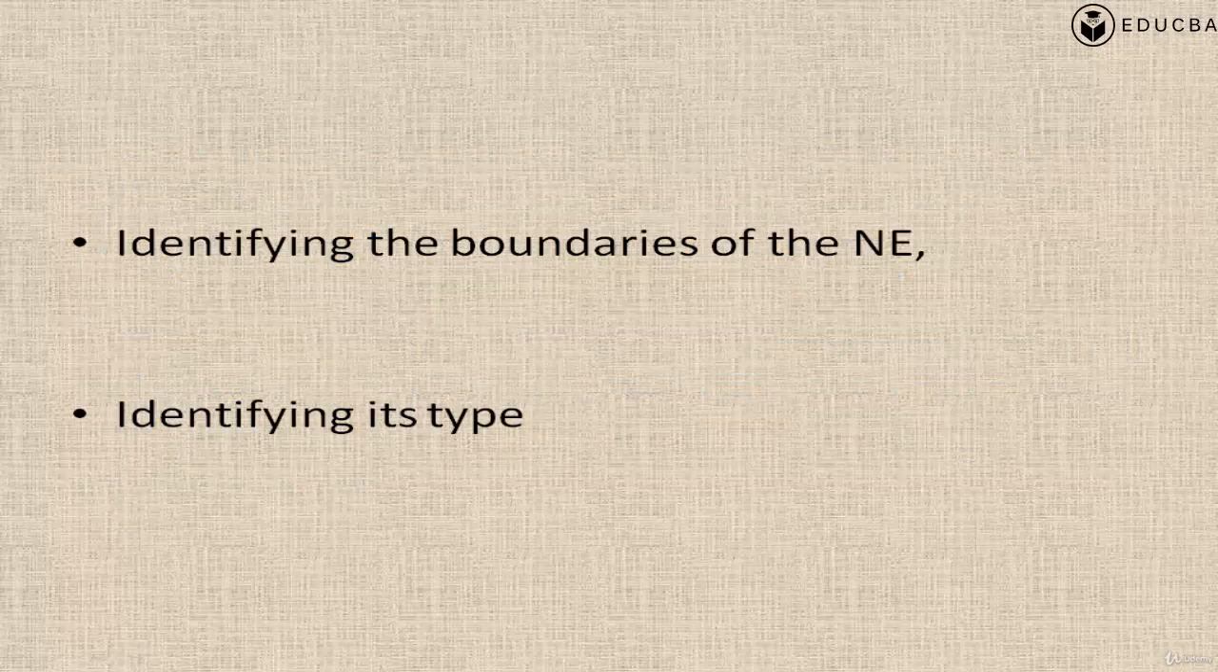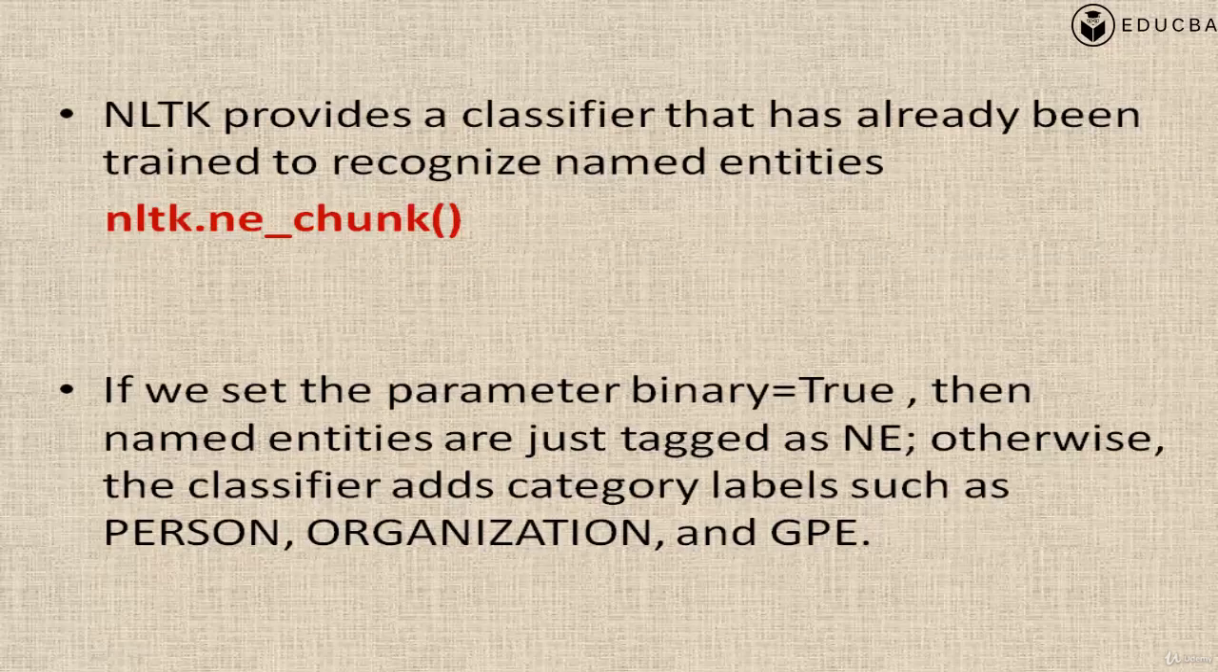Now, in the case of a simple NLTK program, we first identify the boundaries of the named entity, and then we identify its type. In the Python program, we have to import the NLTK module, and NLTK provides a classifier that has already been trained to recognize named entities, which is ne_chunk. This is the function, a classifier present in the NLTK module, that will help you recognize named entities.